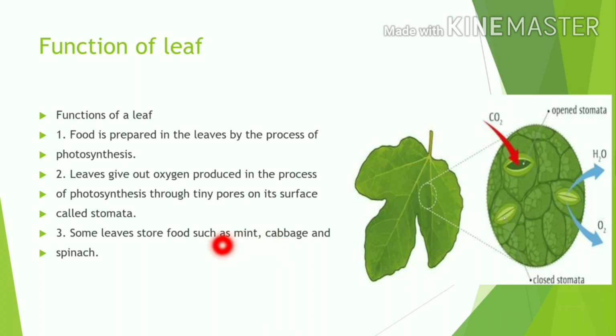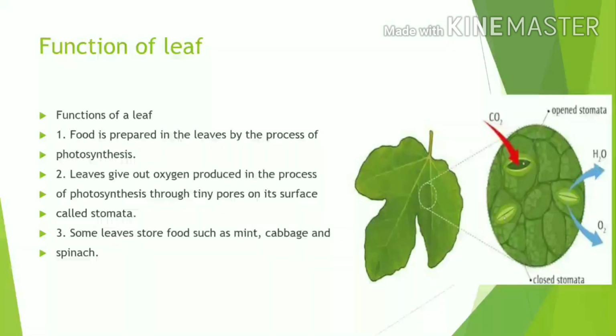Next is the function of leaf. Food is prepared in the leaves by the process of photosynthesis. We all know that. Leaves give out oxygen produced in the process of photosynthesis through the tiny pores on its surface called the stomata. Now look at this picture. These are actually the tiny pores. So this is the closed stomata and this one is the open stomata through which the gas exchange occurs.